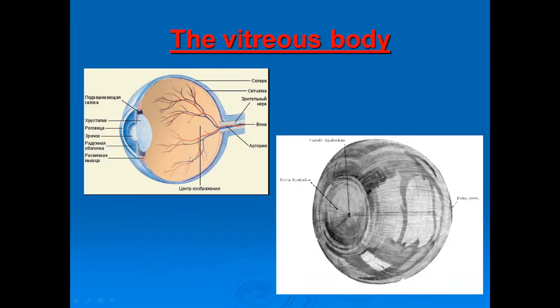Look, this is the vitreous body. And at the anterior pole you can see the fovea. In this fovea lies the lens.